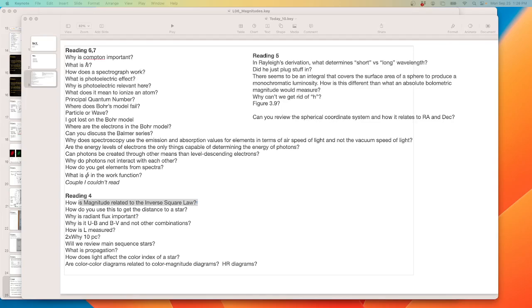Why is radiant flux important? Radiant flux tells us how much we're getting. It tells us the total net contribution from photons that we're receiving. So it's the most important thing.